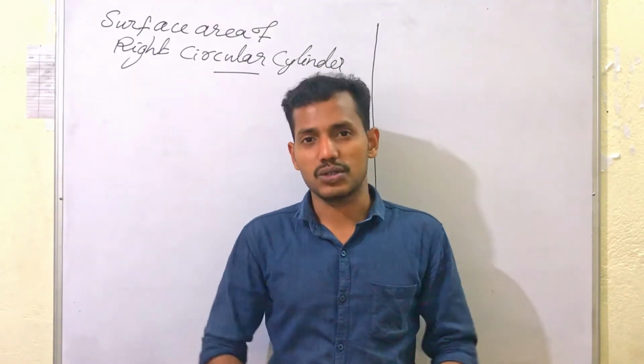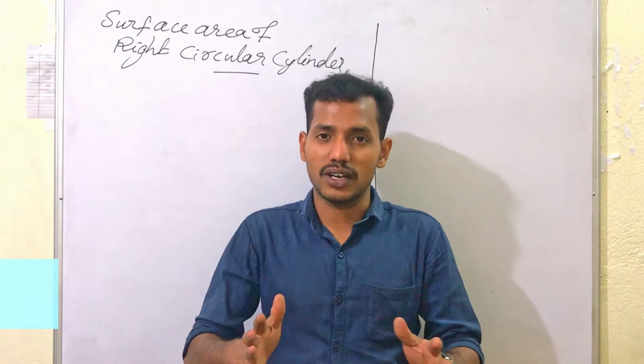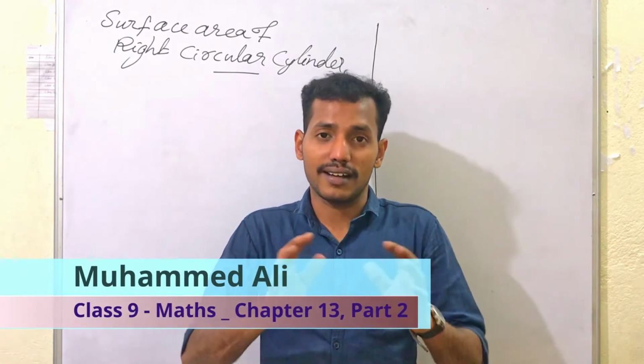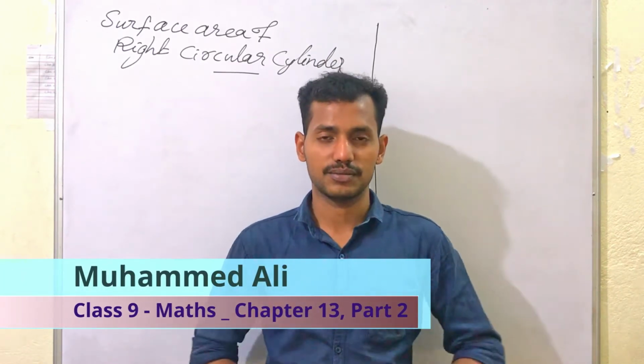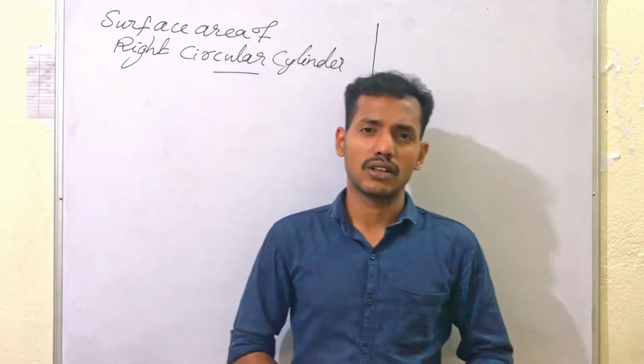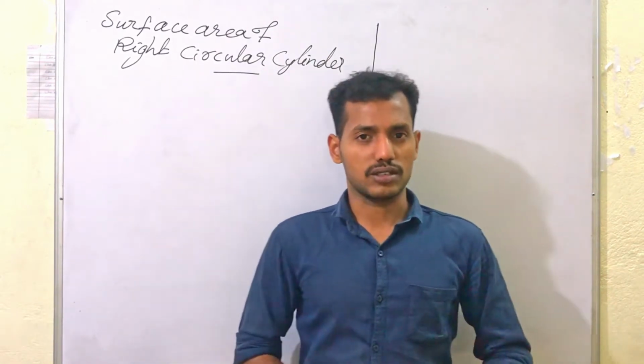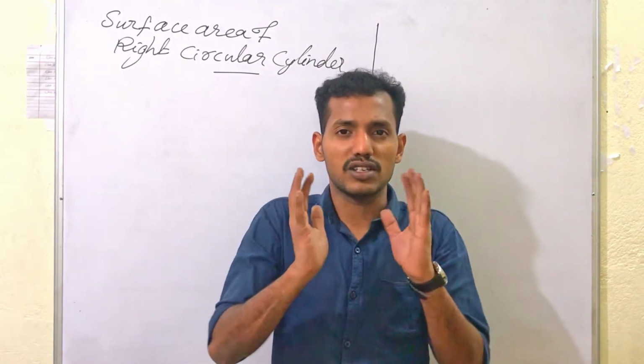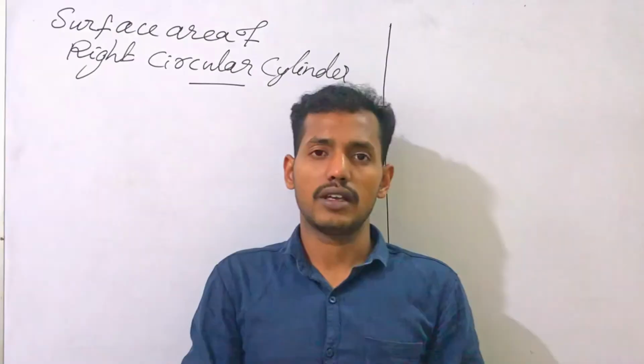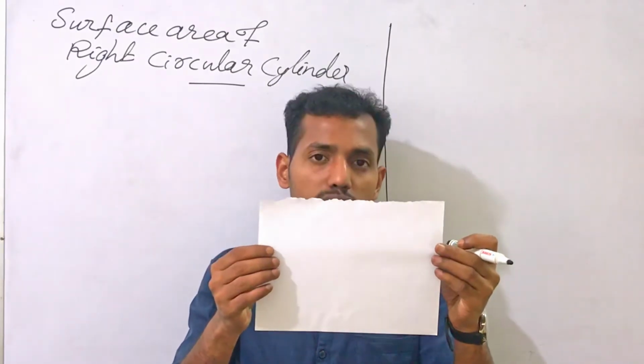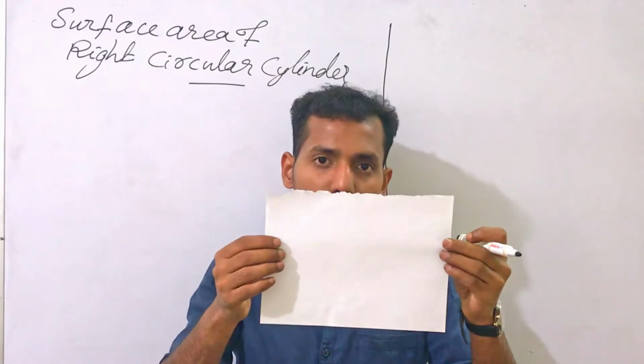In this video, I am going to discuss how to find the surface area of a right circular cylinder. Okay, so let's take a demonstration. What is meant by cylinder? Here I am taking a sheet of paper which is in rectangular shape.